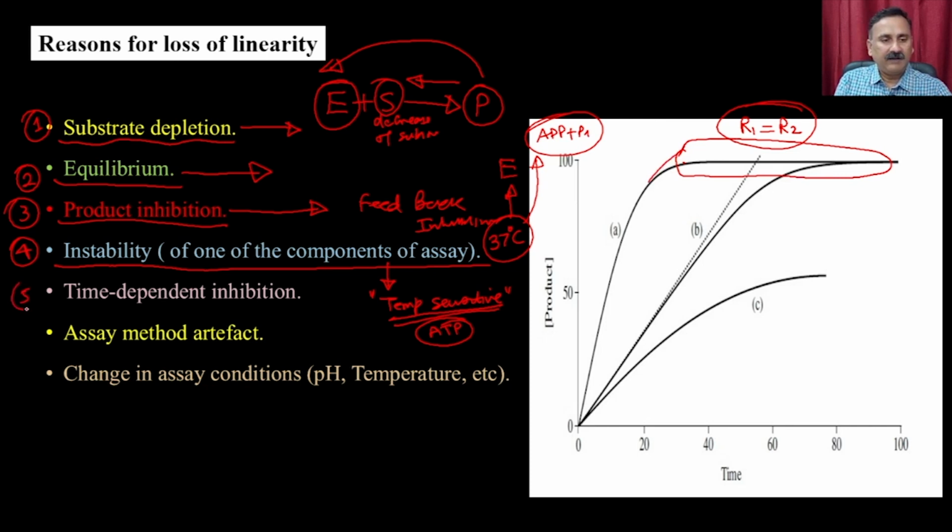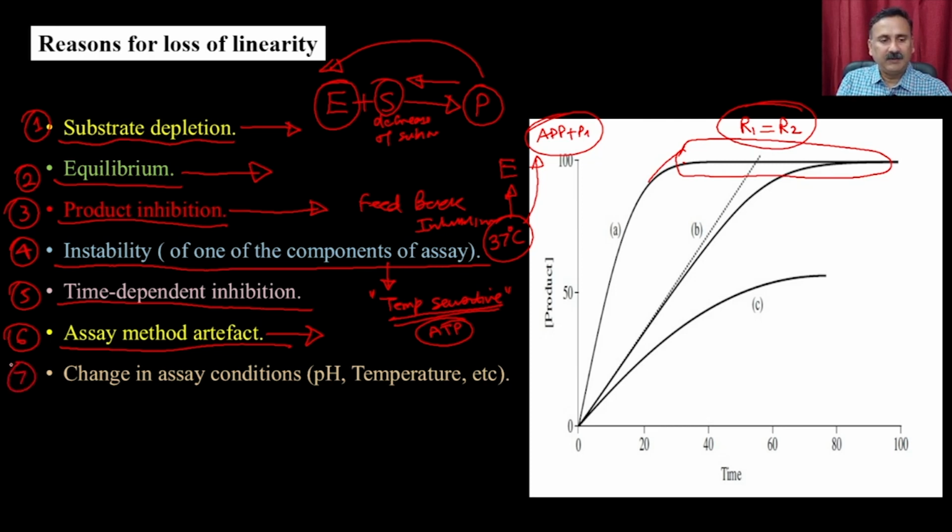Then you can also have time-dependent inhibition. Time-dependent inhibition is also like product inhibition: after some time the system reaches equilibrium, or after some time the product is formed, which is going to cause inhibition. Sometimes you can also have this kind of behavior where you lose linearity because there is an artifact in the system. So it is artificially showing the plateau, but it is actually not.